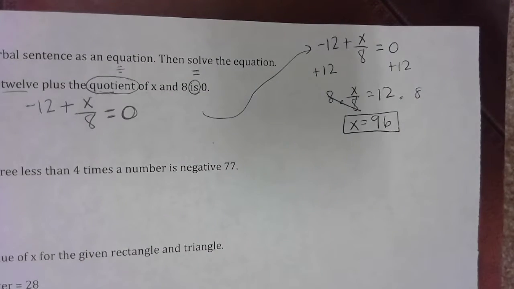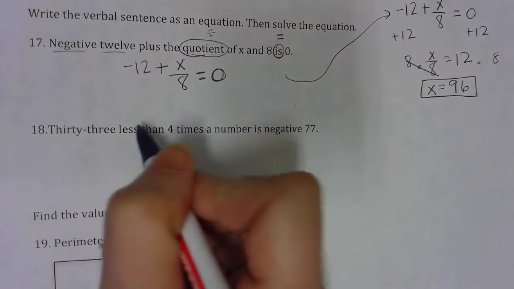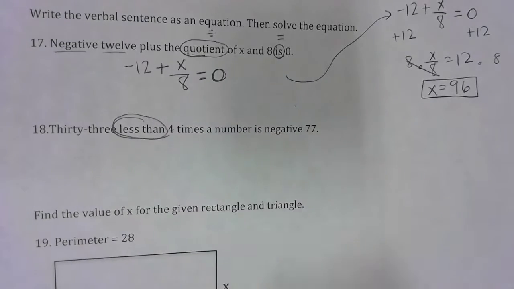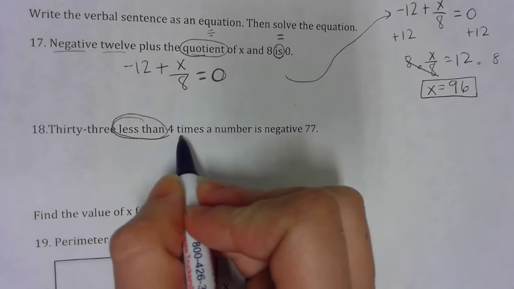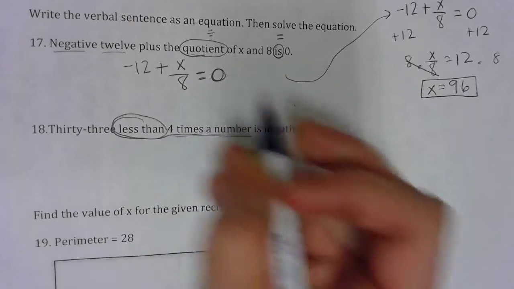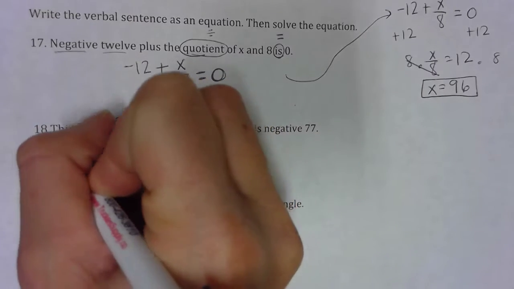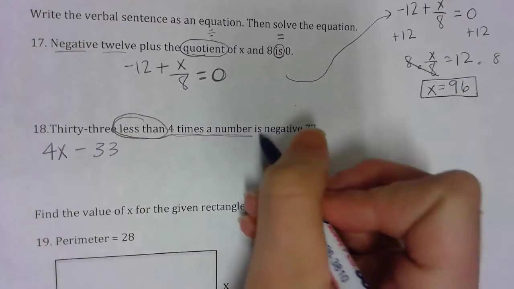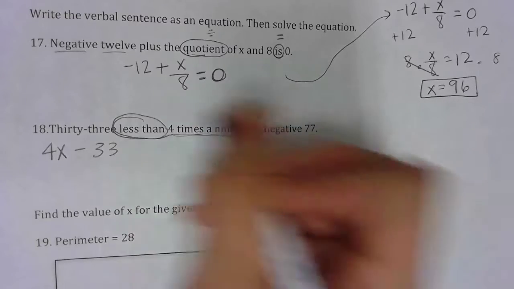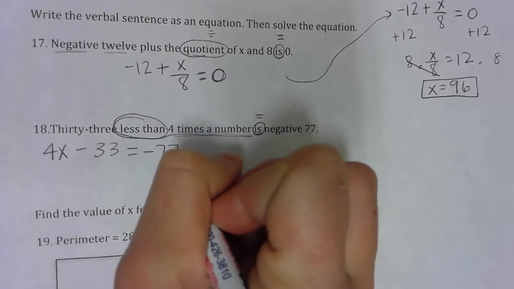Okay? Number 18, 33 less than. I want you to pay attention to less than. Less than is backwards. So you're not going to say 33 minus 4 times the number. It's actually going to be 4 times the number minus 33. So make note of that. This is the reason I put this in here. So we have 4 times the number. We'll just call that number x. Minus 33 is, and that's equals, negative 77.